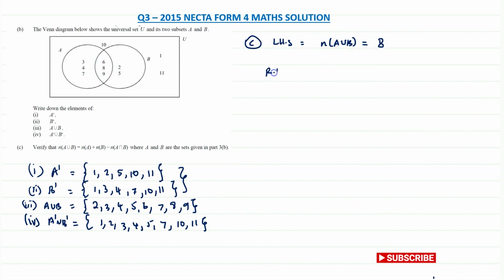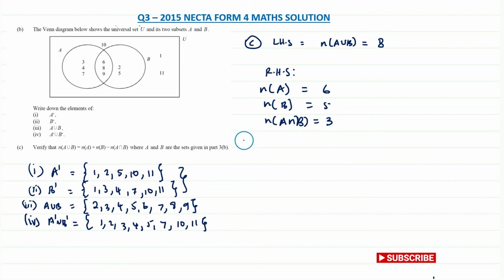Now let's check the right hand side. We have the number of elements in A, so that's 1, 2, 3, 4, 5, 6. The number of elements in B is 1, 2, 3, 4, 5. And the number of elements in A intersection B is equal to 3.